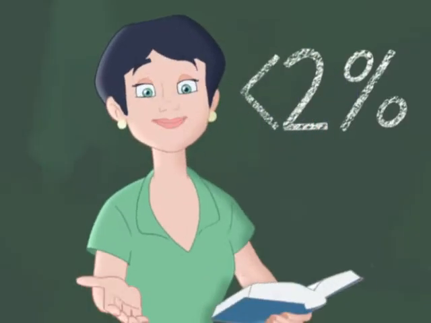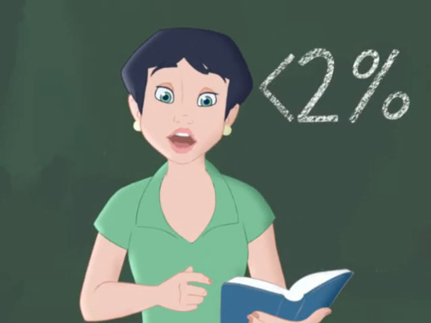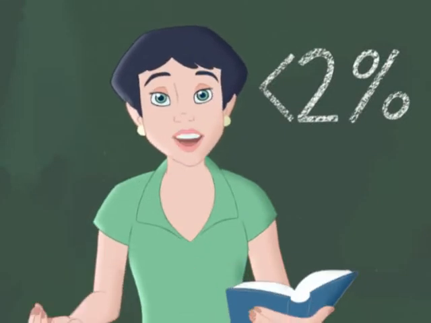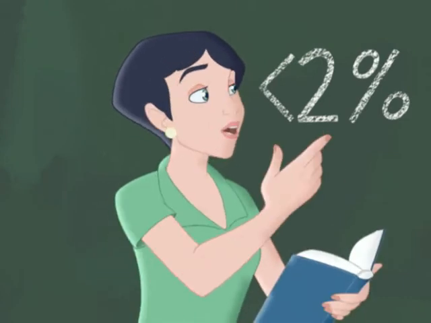Today we're going to talk about price stability. Price stability, as defined by the Governing Council of the European Central Bank, is the year-on-year increase in the harmonised index of consumer prices for the euro area of below 2%.